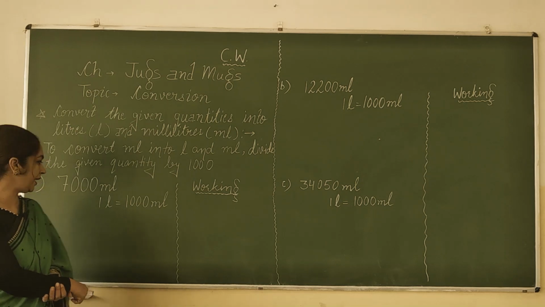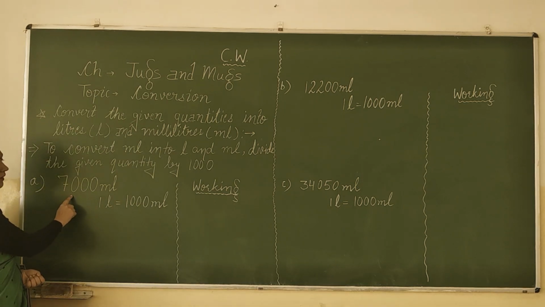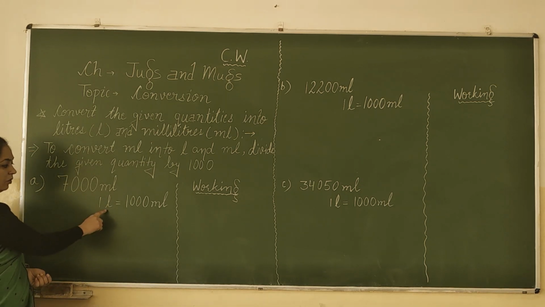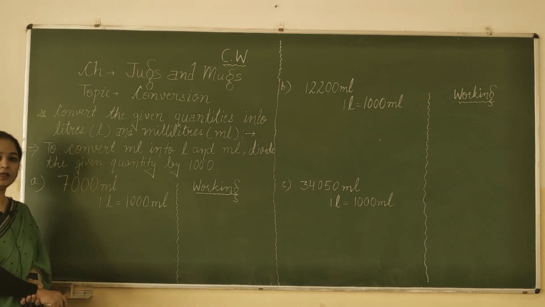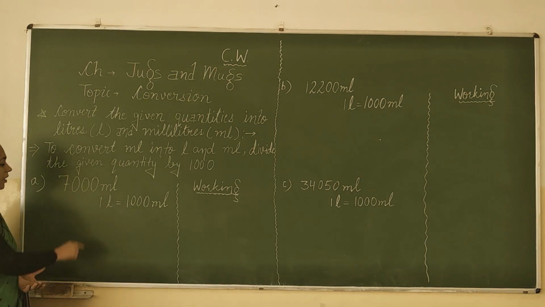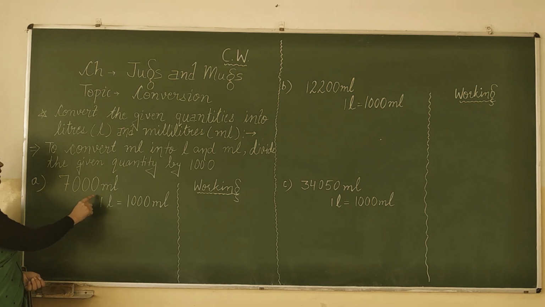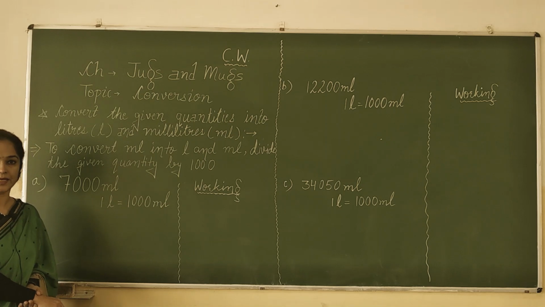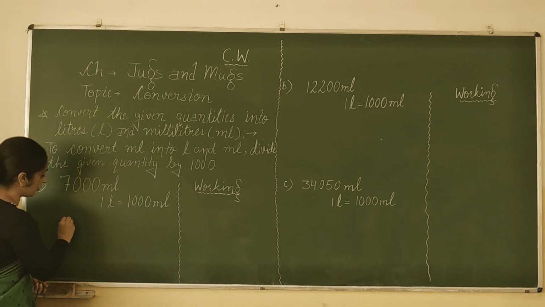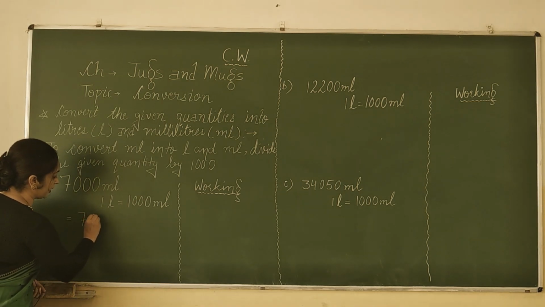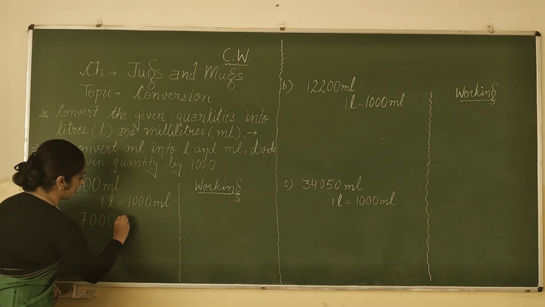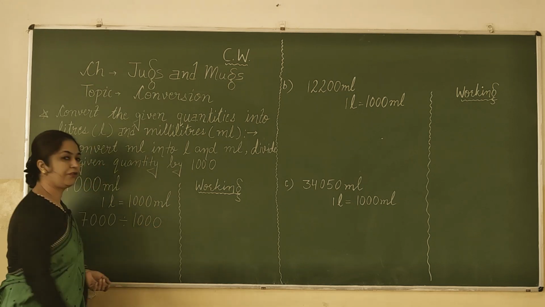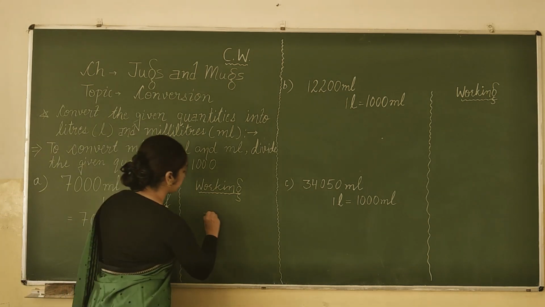Our first example is we have to convert 7000 milliliters into liters. We know 1 liter is equal to 1000 milliliters. So to convert 7000 milliliters into liters, we will divide 7000 by 1000. Let's solve the sum. 7000 divided by 1000. We will do working this side.